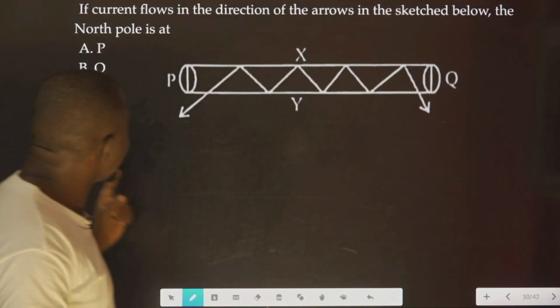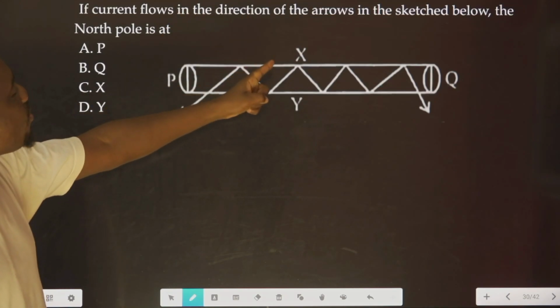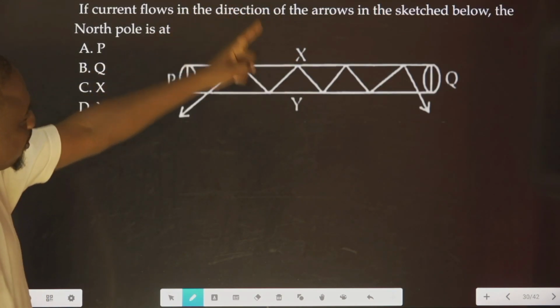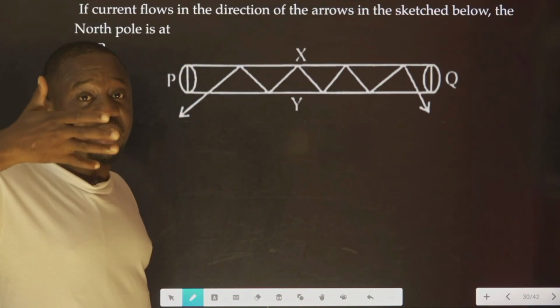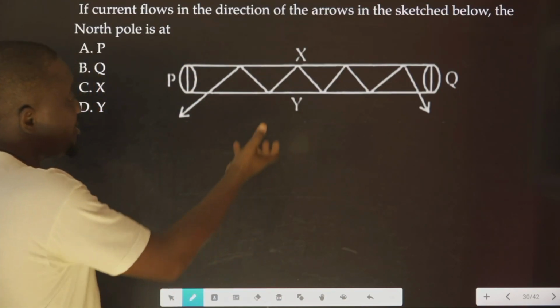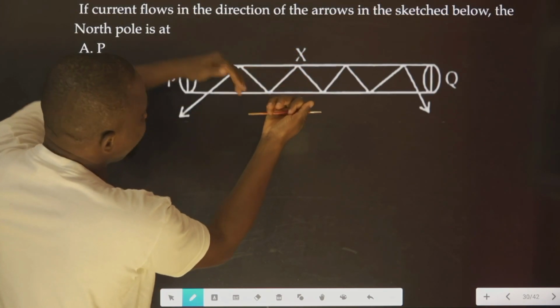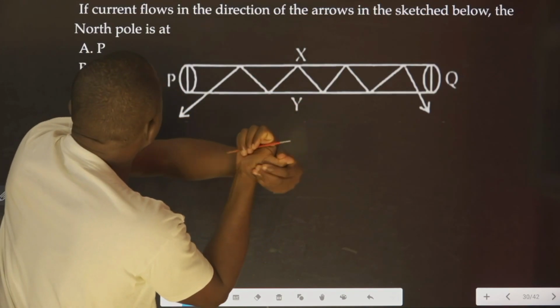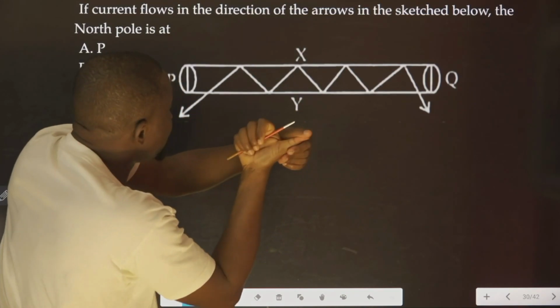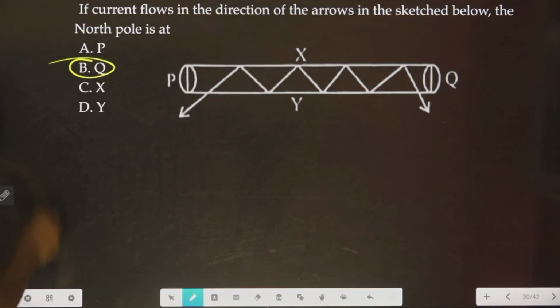Let's look at this. It says if current flows in the direction of the arrows in the sketch below, the North Pole is at where? Very easy. Use the right hand grip rule. If I grip this now, like this one, I see my finger is in this direction. So the direction of the pole, that is the North Pole, is always in this direction. That is Q direction. Okay? So the answer is what?